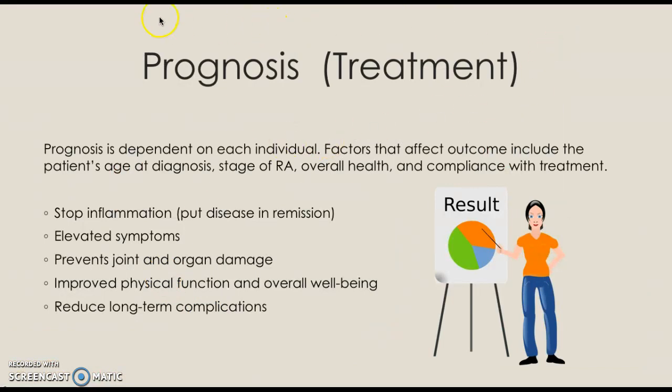Prognosis. Prognosis is dependent on each individual. Factors that affect outcome include the patient's age at diagnosis, stage of RA, overall health, and compliance with treatment. If caught early on, and if the body responds well to the anti-inflammatory medications and other drugs that are used to treat RA, it is possible to put the disease in remission. And so the best outcomes are that you're going to stop inflammation, alleviate symptoms, prevent joint and organ damage, improve physical function and overall well-being, and reduce long-term complications.